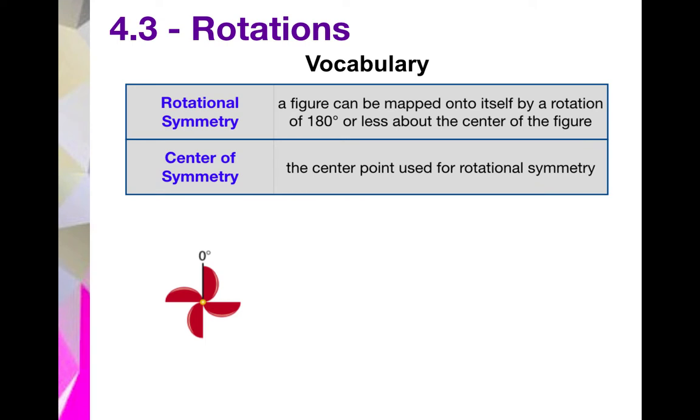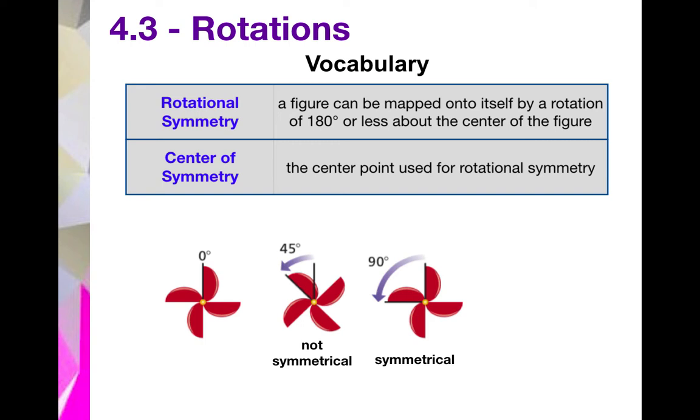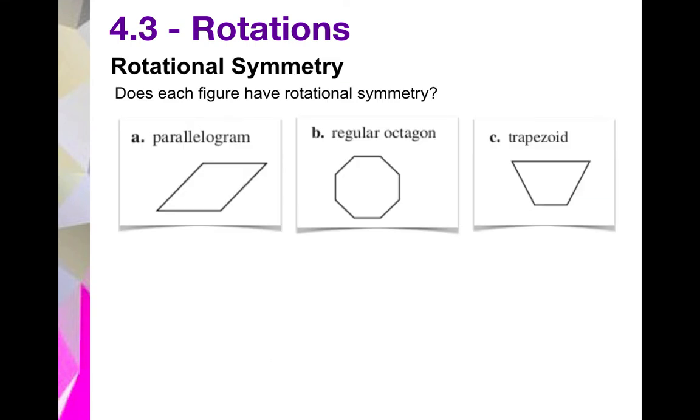The center of symmetry is the point that we use for the rotation, which in this case is the yellow dot in the center. Rotational symmetry means that we can map it back onto itself. This is not symmetrical, but when we go 90 degrees, it is symmetrical. 180 degrees, it's also symmetrical. And if we did 270 degrees, it would also be symmetrical.